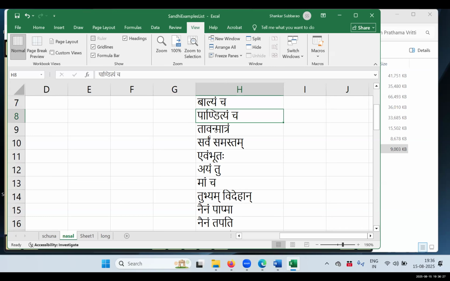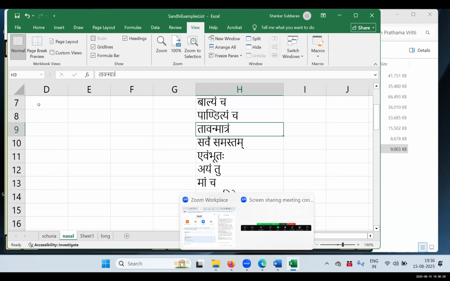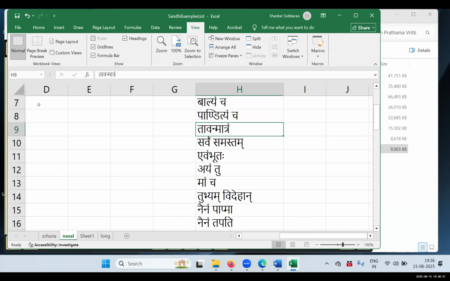Right? What is Tavan Matram? Who wants to try? Tavan Matram. Anyone raise your hand?